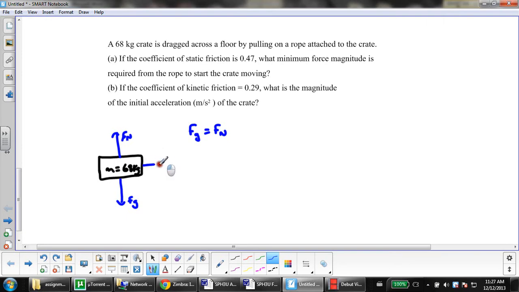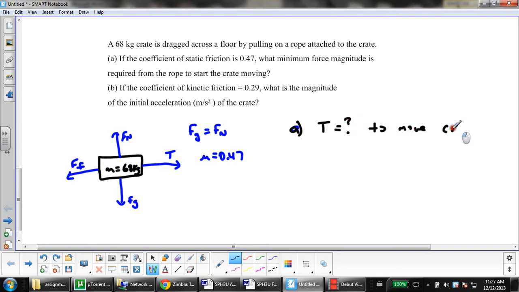If we assume that the rope is this way, we can call this tension or applied force, it doesn't matter. And going backwards here, I've got some friction. I know that mu is 0.47, and I'm asked for what T has got to be. So in part A, it's asking for T equals what to move the crate.